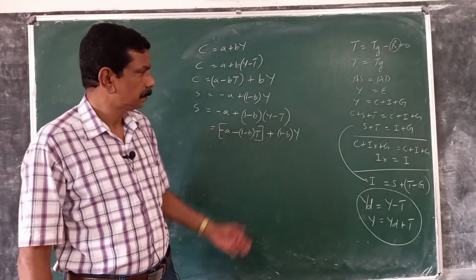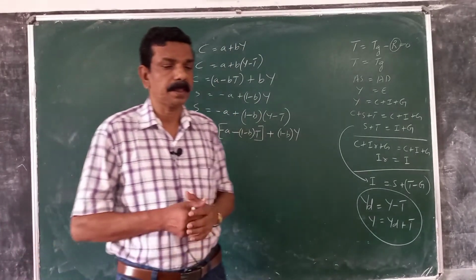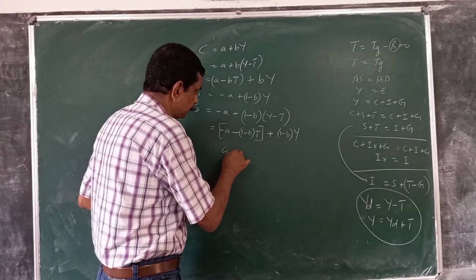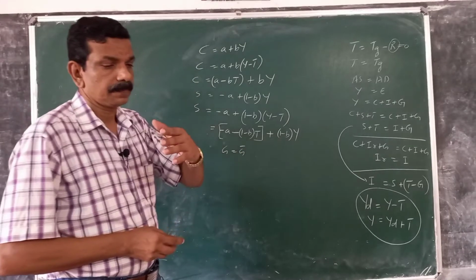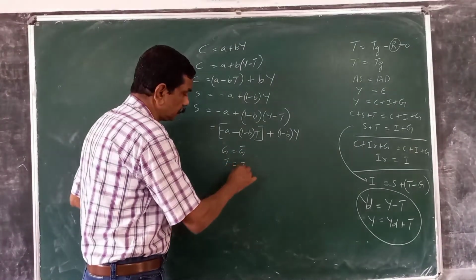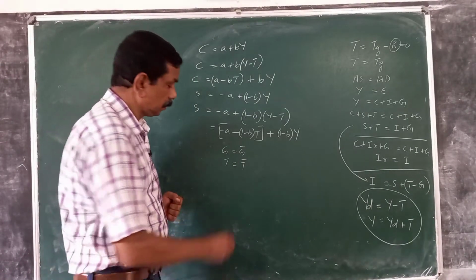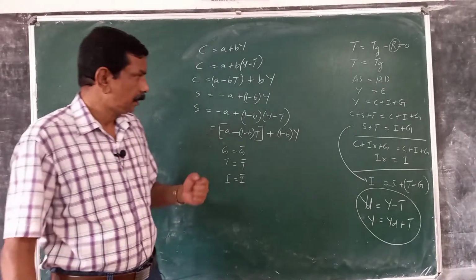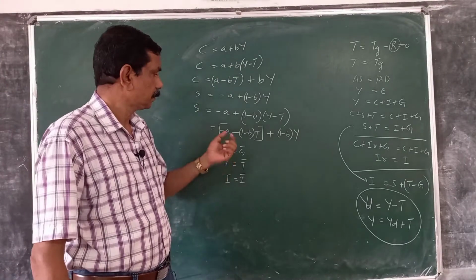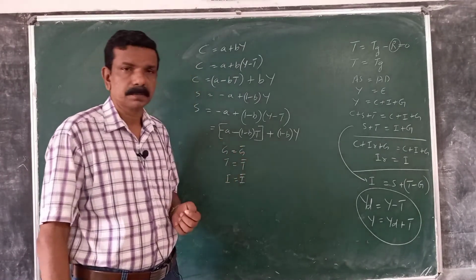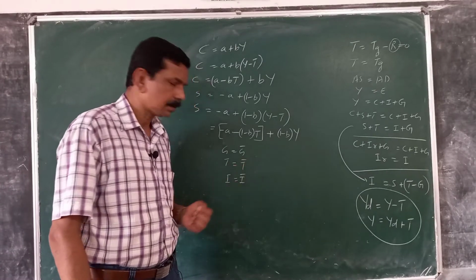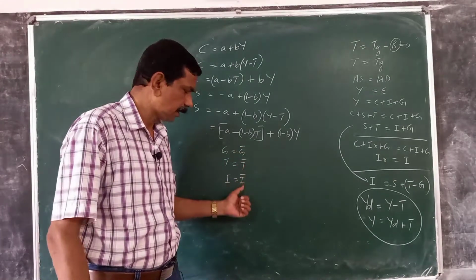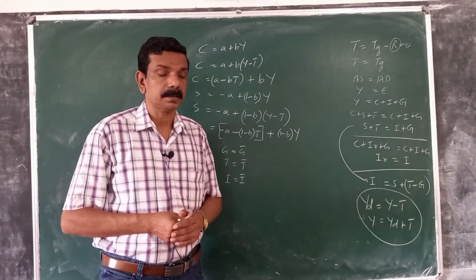Other than that, we assume that G is fixed at G bar, T is fixed at T bar, I is fixed at I bar. So other than the consumption function, G is assumed to be exogenous, T is assumed to be exogenous, and I is also assumed to be exogenous. A bar indicates that they are all exogenous fixed quantities.